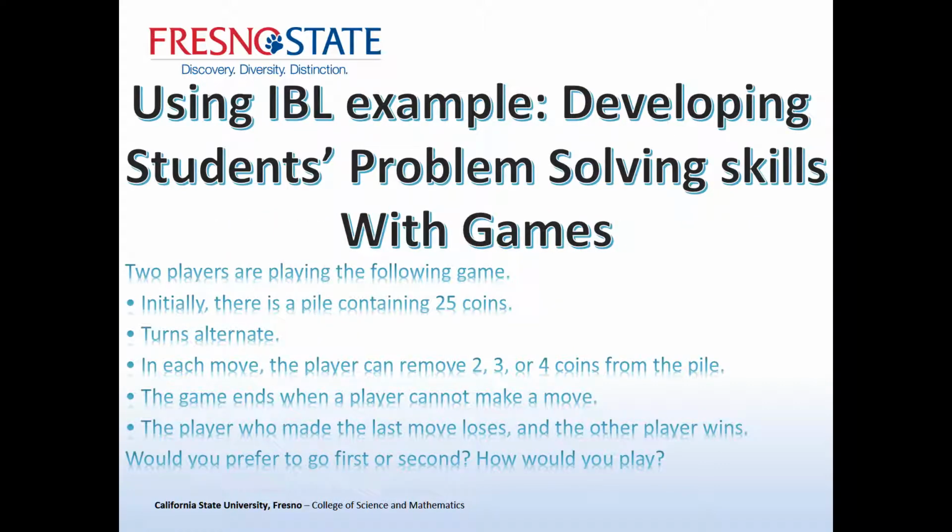An example is the following. Consider the problem. Two players are playing the following game. Initially, there is a pile containing 25 coins. Turns alternate in each move. The player can remove 2, 3, or 4 coins from the pile. The game ends when a player cannot make a move. The player who made the last move loses and the other one wins.